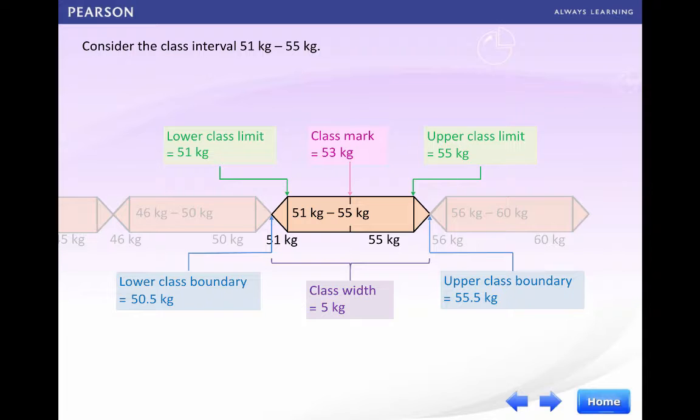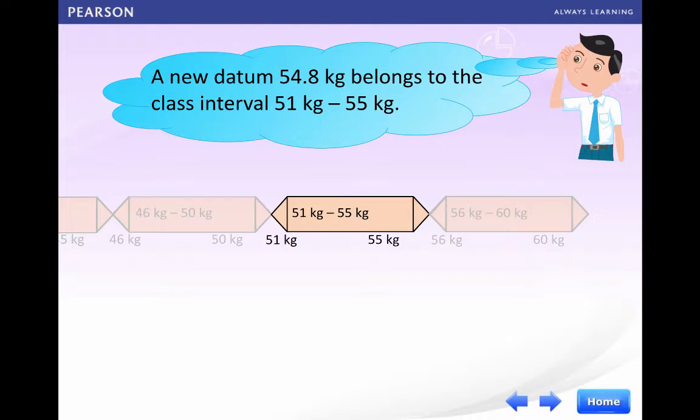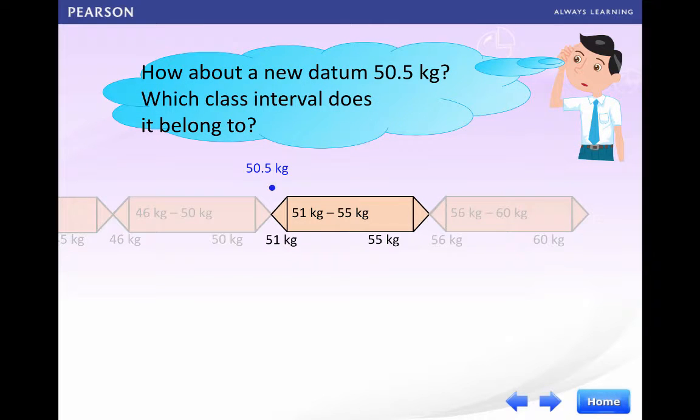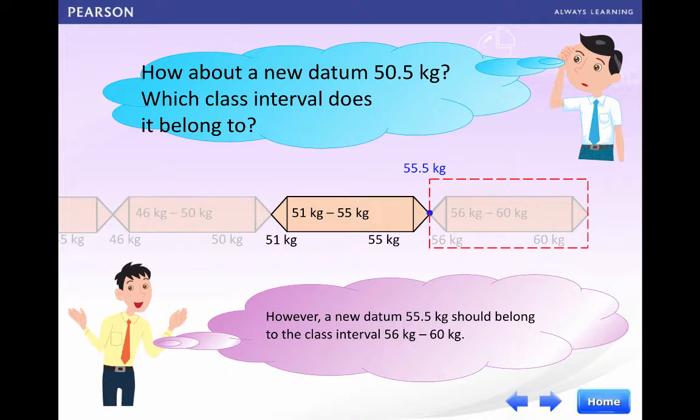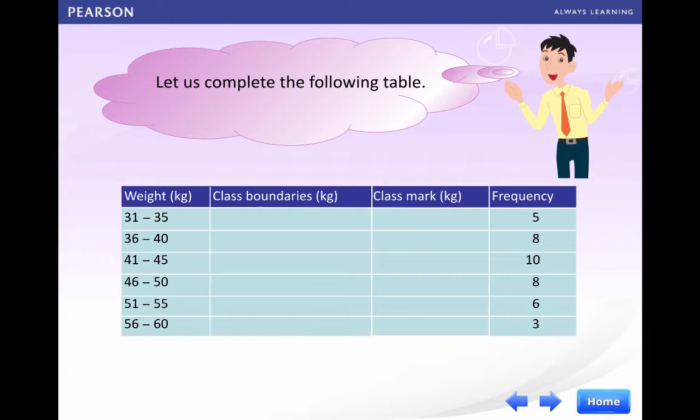What if there is a new datum, 54.8 kg? Where does it belong? It belongs to 51 kg to 55 kg. How about another one? The datum is 50.5 kg, so it also belongs to the same class interval, 51 kg to 55 kg. But if it is 55.5 kg, it will belong to the next class interval. That means 56 kg to 60 kg.